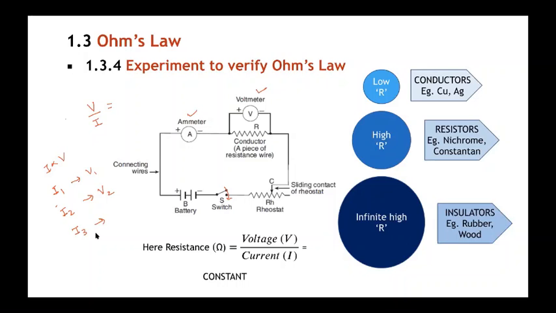You can increase or decrease the rheostat, and you will get higher values of current too. Take 4, 5, 10, or whatever number of readings satisfies you, and calculate. To verify Ohm's law, what do we need? We need to establish that the ratio is constant. So we calculate V1 by I1, V2 by I2, V3 by I3.